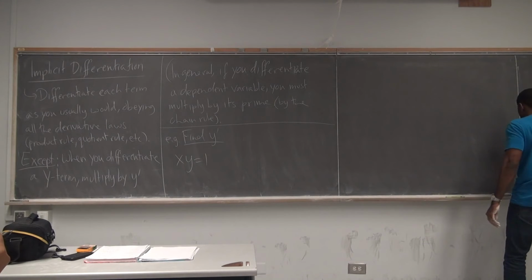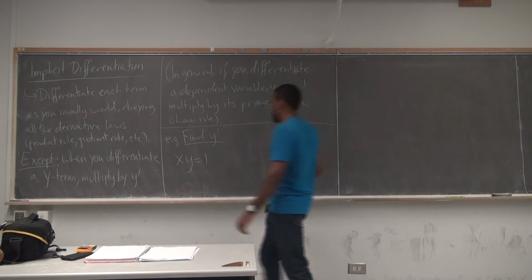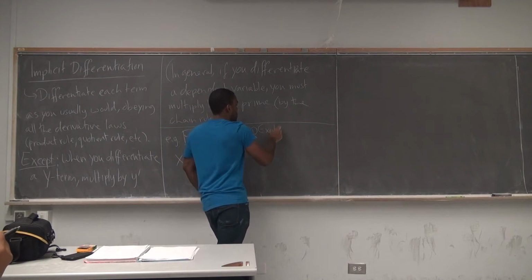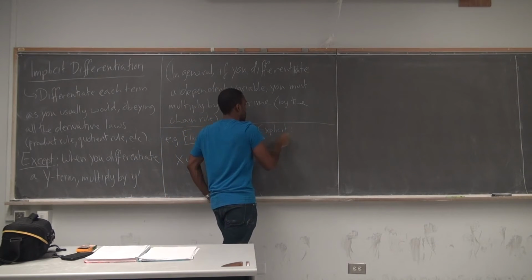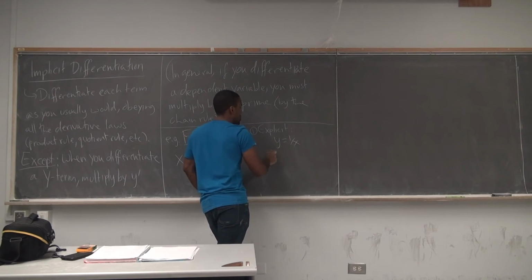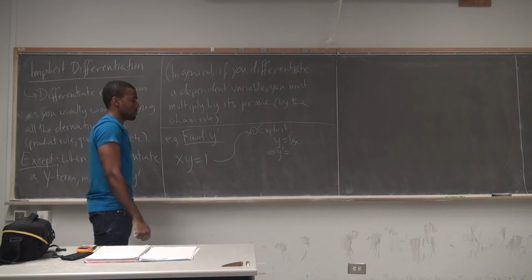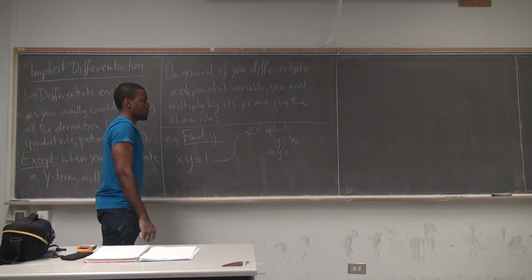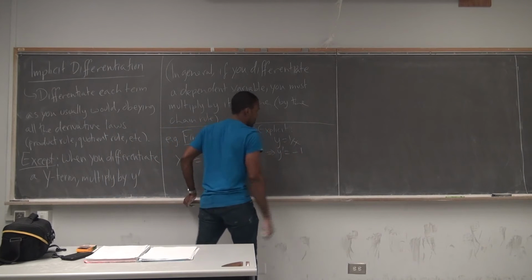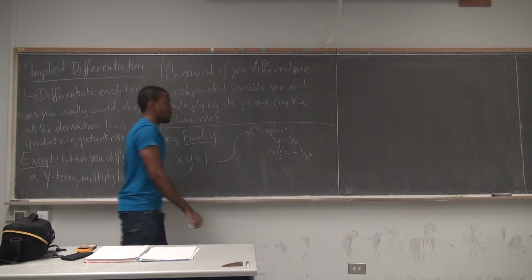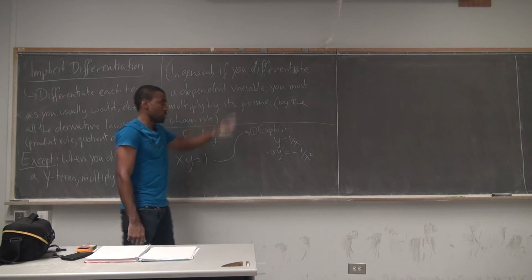Right, you just solve for the y, which is actually no problem. So I could have just done it the old way, the explicit way. Just solve for the y. I get y equals 1 over x. And so this means y prime equals negative 1 over x squared. Right, use the power rule. Rewrite that as x to the minus 1, do the power rule.